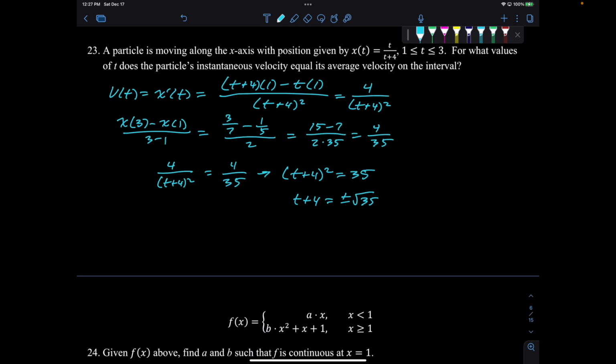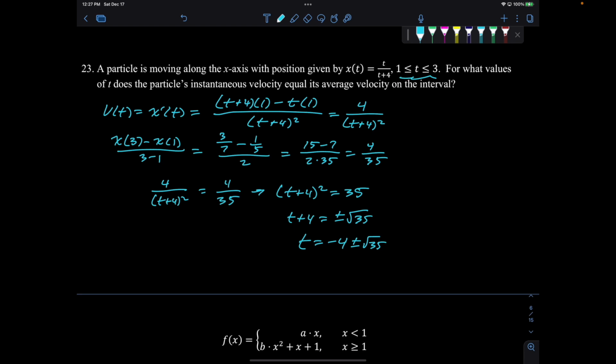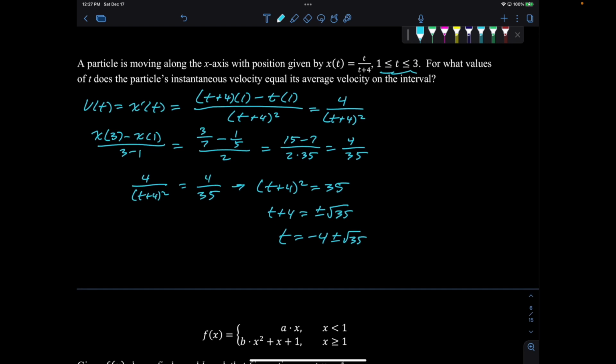I'm not honestly sure that either of these answers is on this interval. I guess it must be, because the mean value theorem applies, and I'm applying it. So I'm going to say that t is -4 plus or minus root 35. If we think about it, we've got to be between 1 and 3, and so -4 minus something, there's no chance that it's in there.